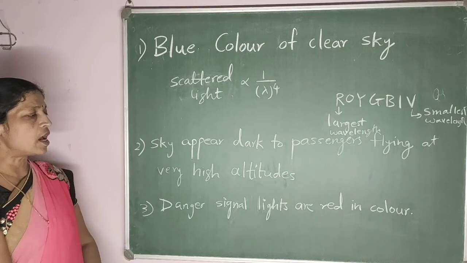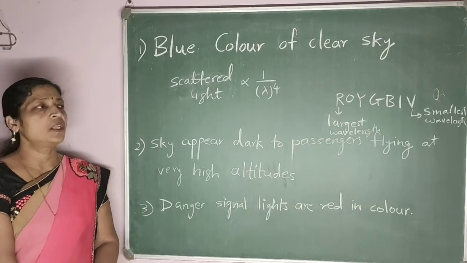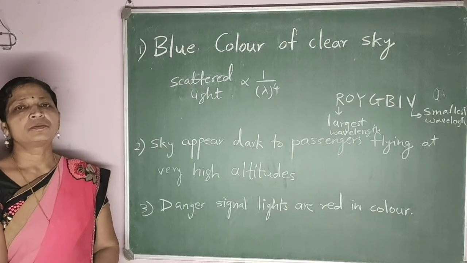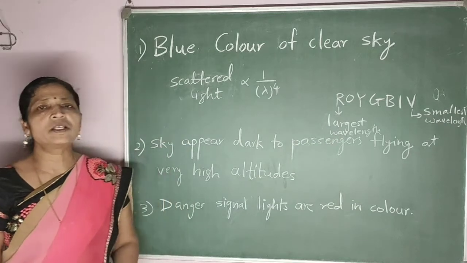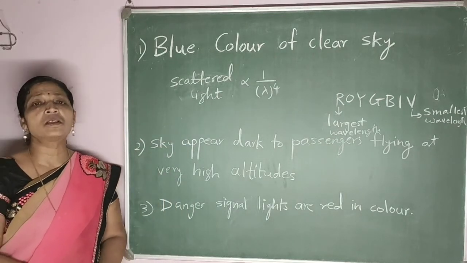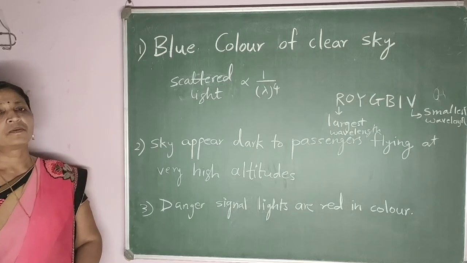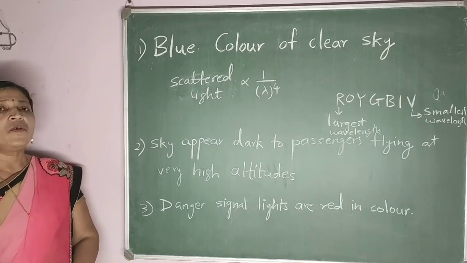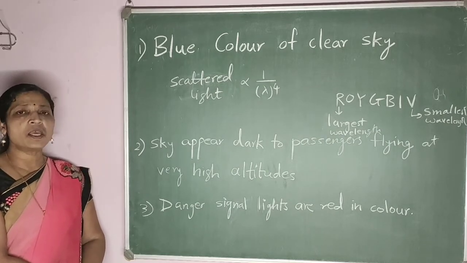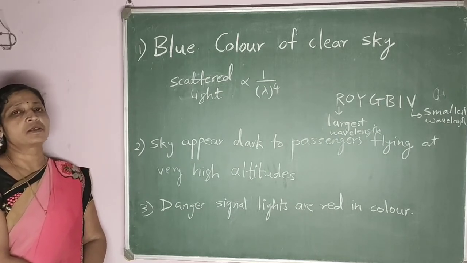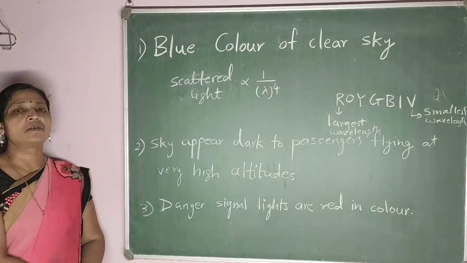Next, danger signal lights are red in color. Why are the danger signal lights red in color? These are all 1 mark questions. As we know, red has the largest wavelength, so its scattering is least. Scattering is least means its spreading in the atmosphere is very less. So it can reach a very far away distance. That means we can see red color from very far away, and that is the reason danger signal lights are red in color.